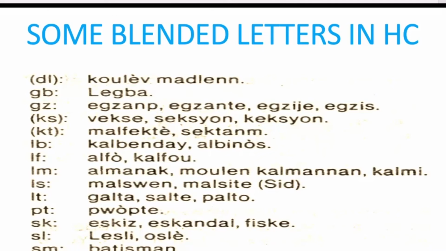All right. And then we have LM. So almanac, moulin, calmana, calmi. All right, these combinations are just for practice, all right? It's not something you need to remember. You just want to make sure you've seen all the combinations of them, right?